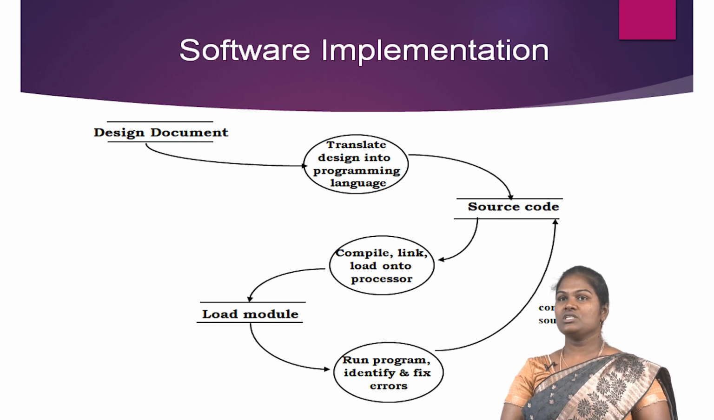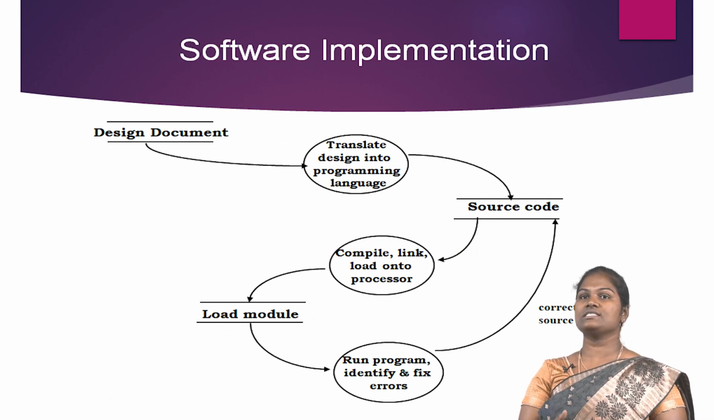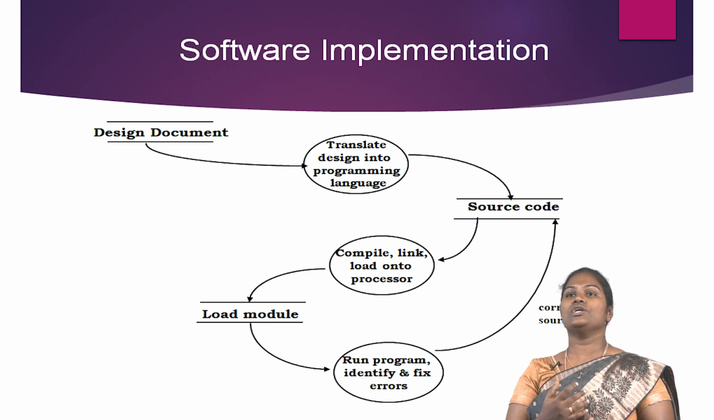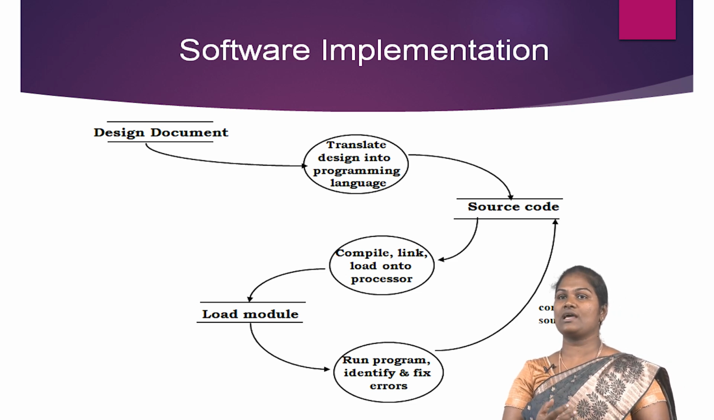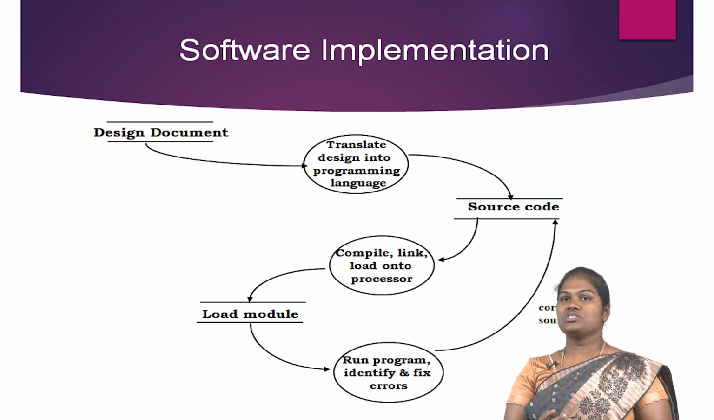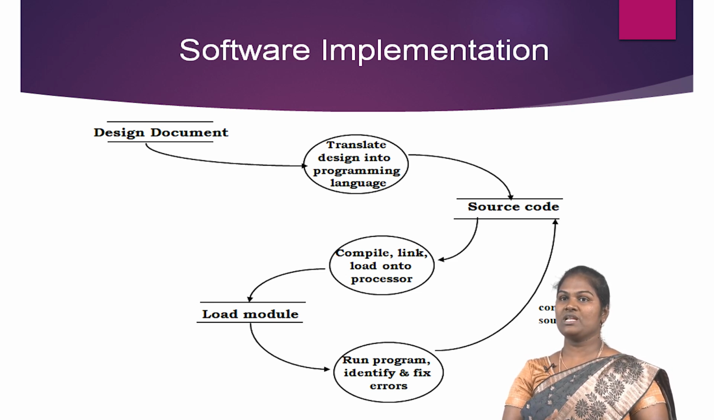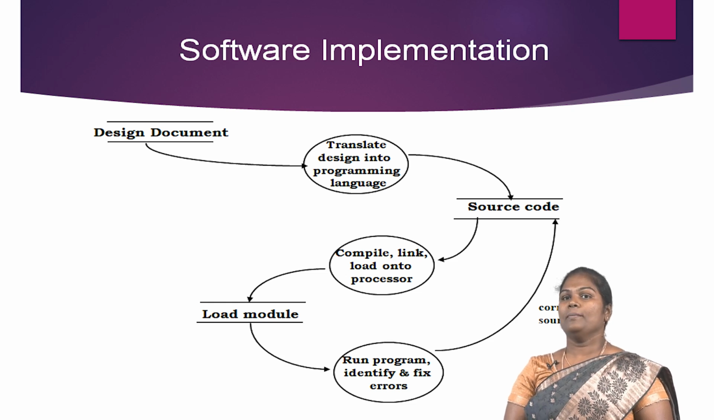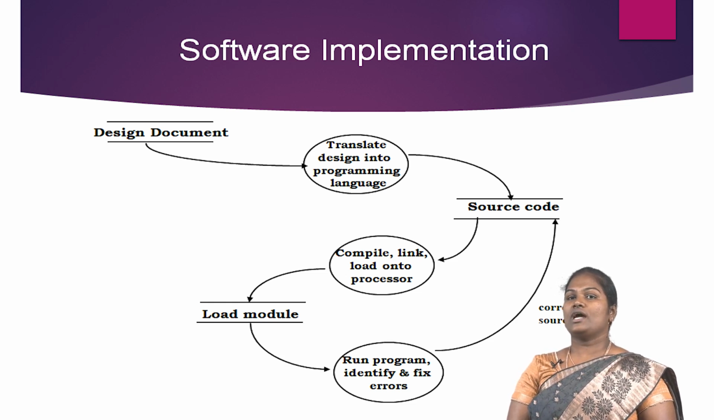Software implementation is the process of translating design and data definitions into the form of a programming language. The programmer reviews the design for possible reuse components, then translates the design into programming language source code. This source code is compiled and linked into a load module. The module is loaded onto the processor and the program is run. Errors are identified and fixed.